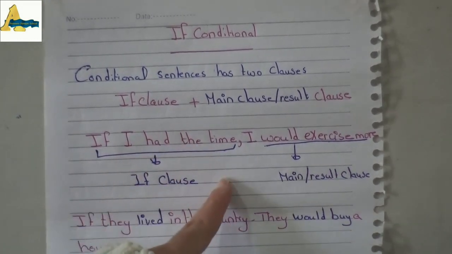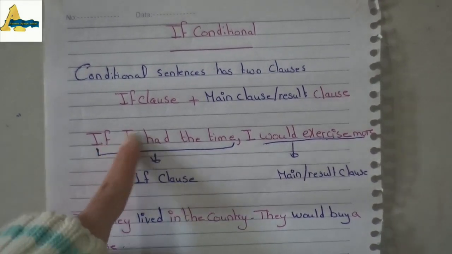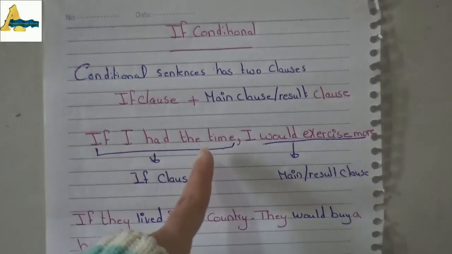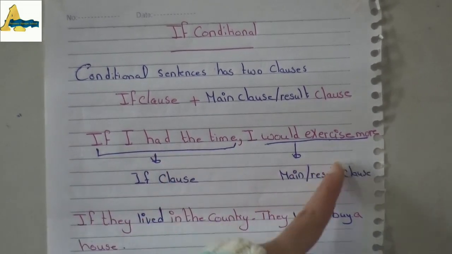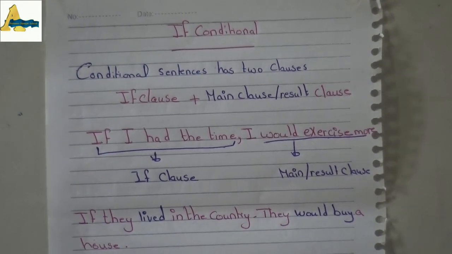If I had the time, I would exercise more. So this is the if clause, and the result: if you had time, you would exercise more. If they lived in the country, they would buy a house. If I had money, I would pay you.